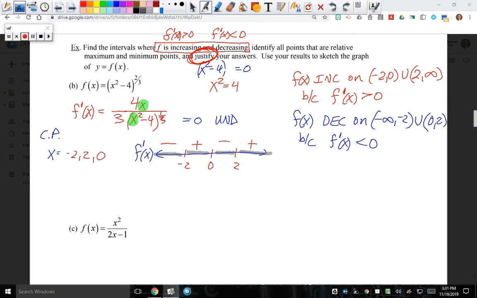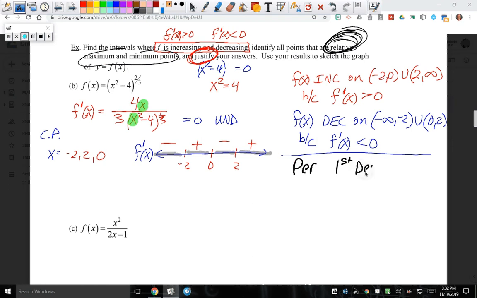Now let's talk about the maximums and minimums. How do I start this, Alec? Do the first derivative test. Yep, you got to say that right off the bat. So when you see these relative max and mins, we're immediately going to go to either the first derivative or second derivative test. We haven't learned the second derivative test yet, and it uses the second derivative. We're not using the second derivative. So we're just going to say, like Alec said, per first derivative test.